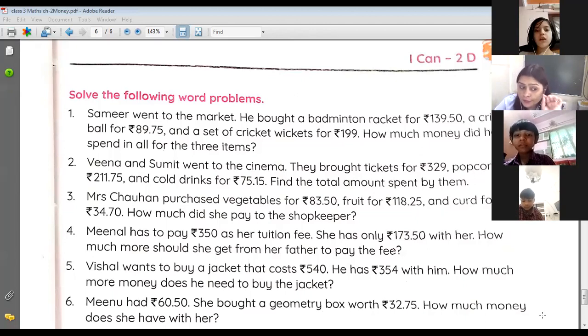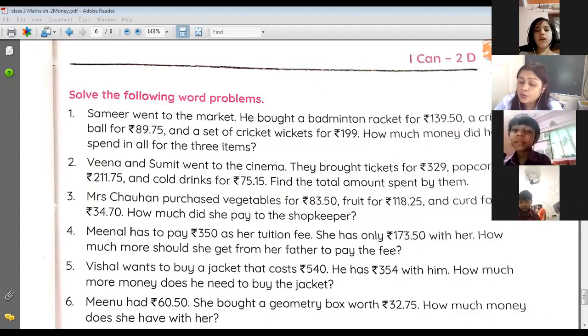Okay. And in order to find out the total money spent on these items, what operation are we going to perform here? Addition, subtraction, multiplication, or division? Yes, ma'am, addition. Exactly, addition we are going to perform. Very good, beta. So it means we are going to add the price of the badminton racket, the price of the cricket ball, and the price of the cricket wicket. We are going to add all these items together to find out the total money spent on these items. Is it clear?